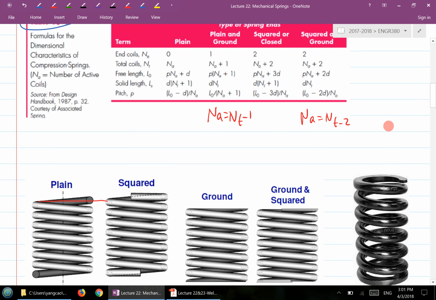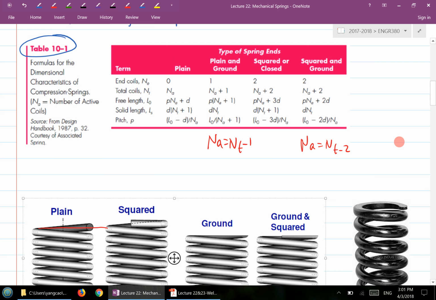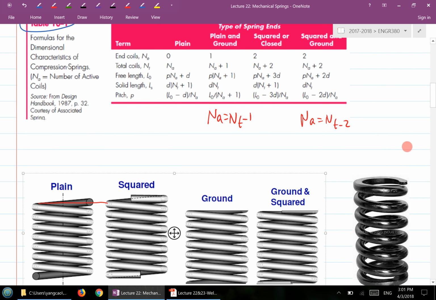The other information from the table is also useful: you can calculate the free length and the solid length using the formulas given here. So this table 10-1 is very useful when you calculate those parameters, which you will need for further calculation. Is that cool? Good.